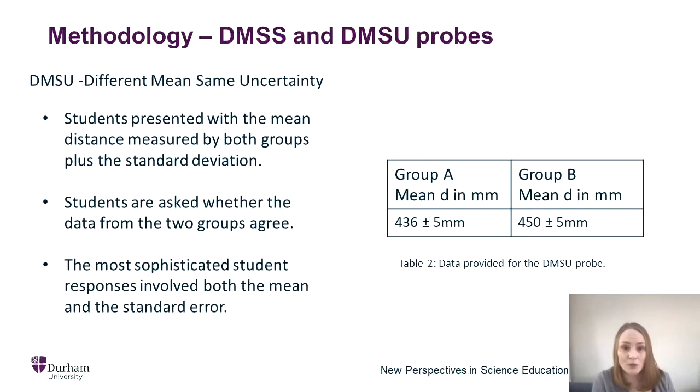And the final probe I'm going to talk about today is the DMSU, the different mean, same uncertainty. So here we've got two values with a mean with an uncertainty attached. The mean values are different, but the uncertainty, the plus or minus value, is the same. So again, the students were given these values and asked whether these two measurements agree. The most sophisticated student responses would indicate that both the mean and the standard error need to be involved in this.